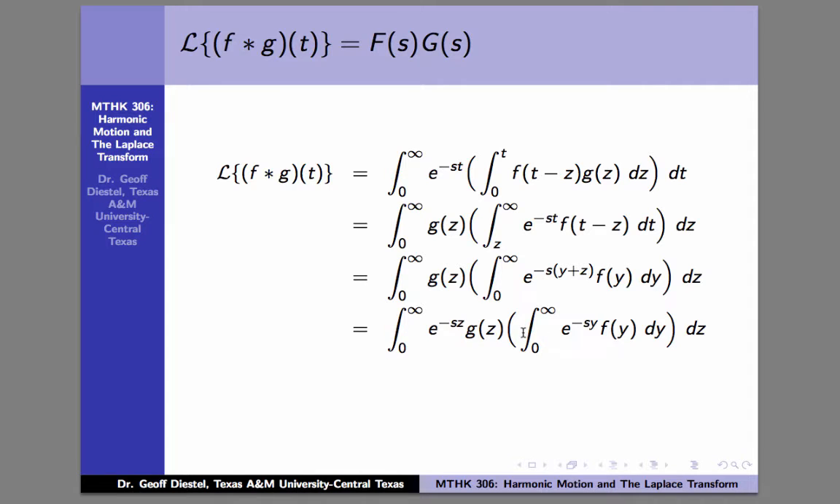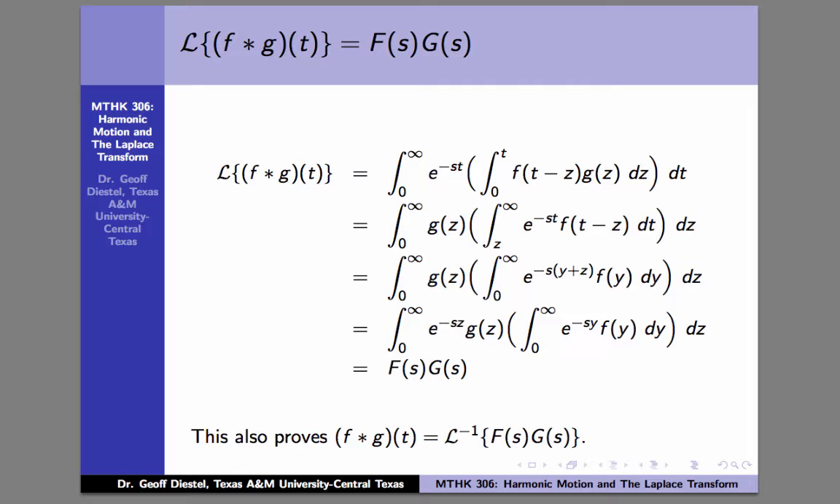But the stuff in parentheses now is just the Laplace transform of f, evaluated at the input s. That's a number that doesn't depend on z, so it factors out. Once we get rid of that, what do we have? We have the integral from 0 to infinity of this stuff, which is just the Laplace transform of g. And that's justifying the formula. All right, but again, the more important one is the inverse formula: the inverse Laplace transform of a product of two Laplace transforms is just the convolution of the two inverse Laplace transforms.